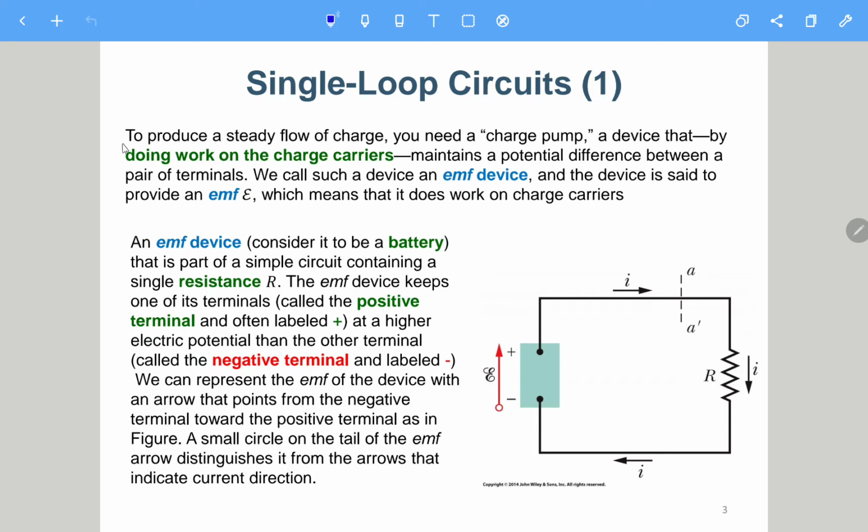Okay, so it says to produce a steady flow of charge, you need a charge pump, a device that does work on the charge carriers. We call such a device an EMF device or a battery. So the device is said to provide an EMF E, which means that it works on charge carriers. I think I can just skip the rest because it just mentions that we connect this positive side to a resistor, and this negative side to the other end.